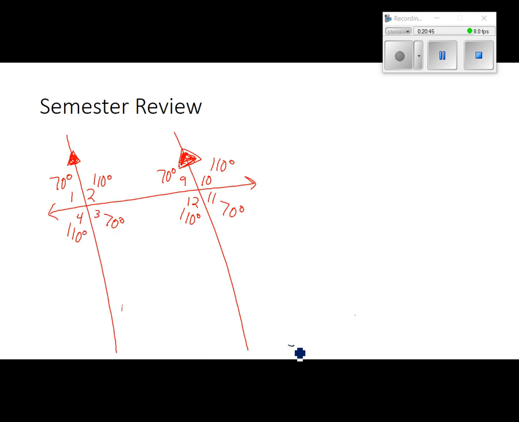Now we use the other transversal. So it's down here somewhere, right? And what's this, angle 5, angle 6, angle 8, angle 7. Angle 13, angle 14, 15, 16.